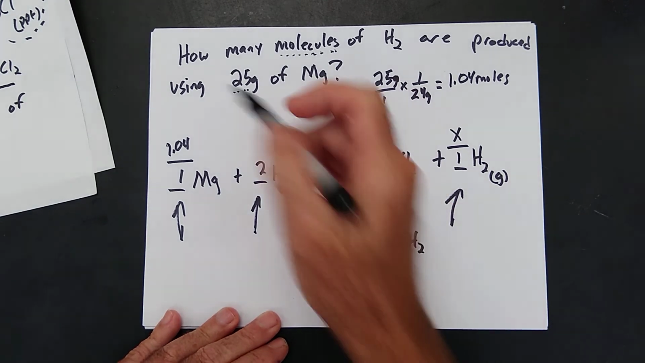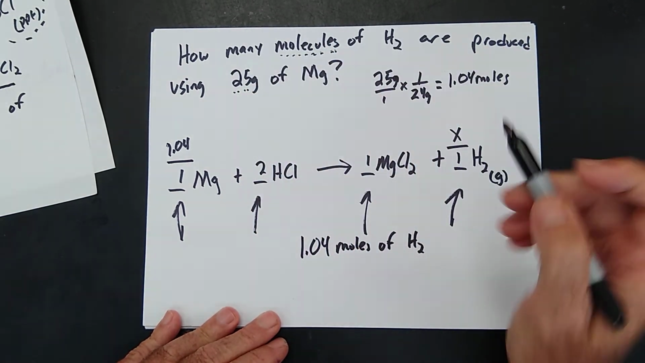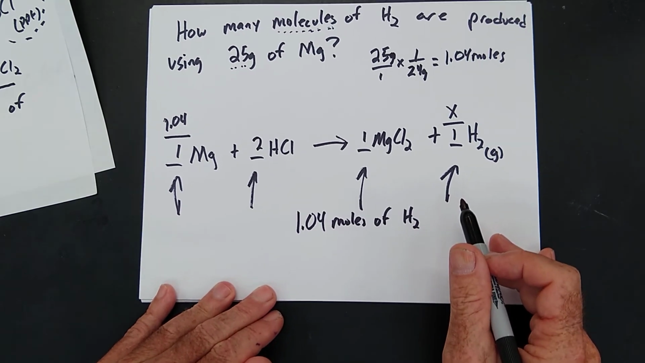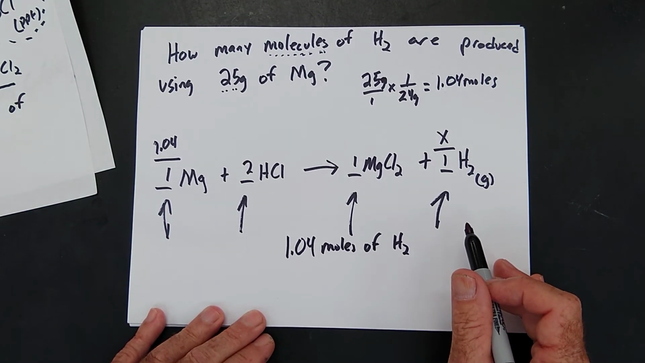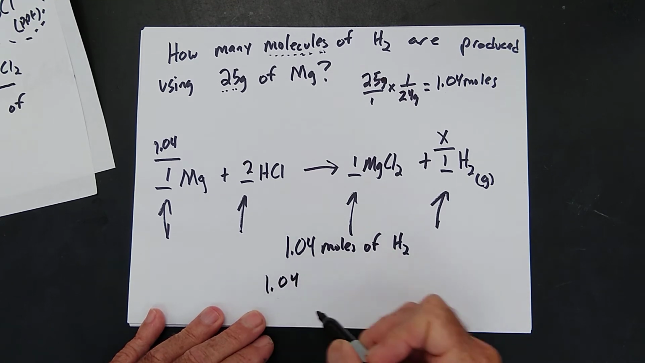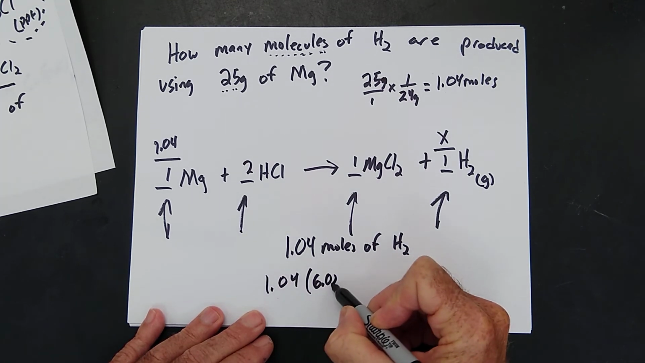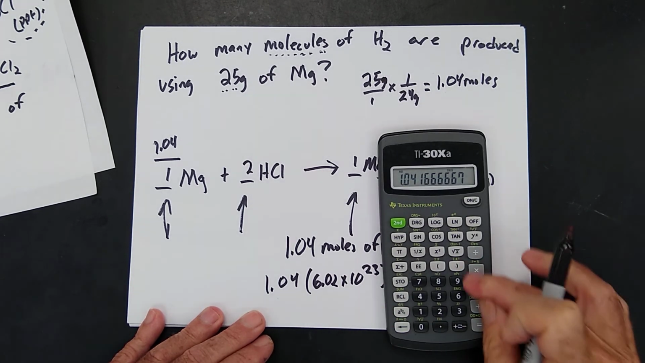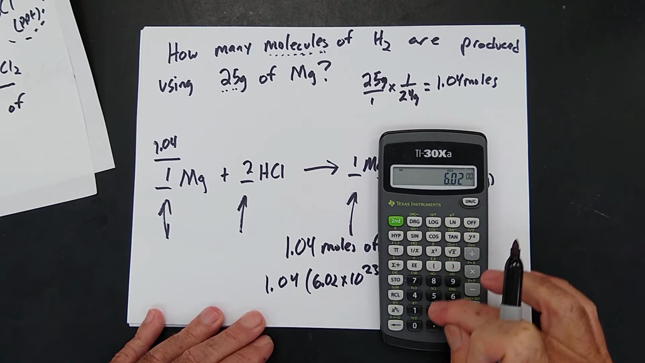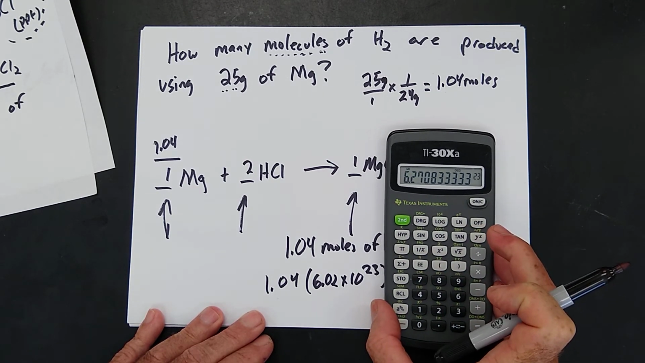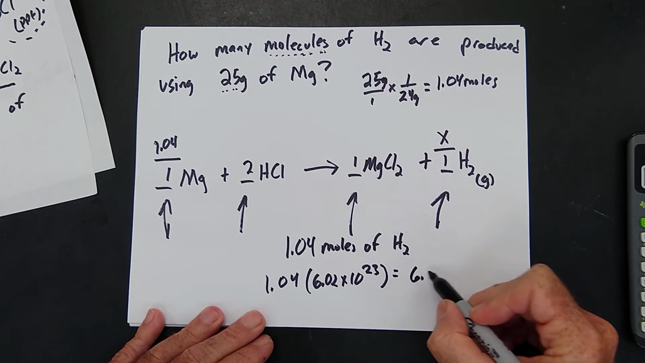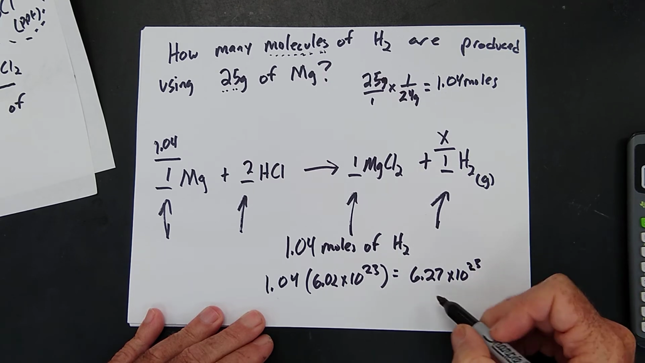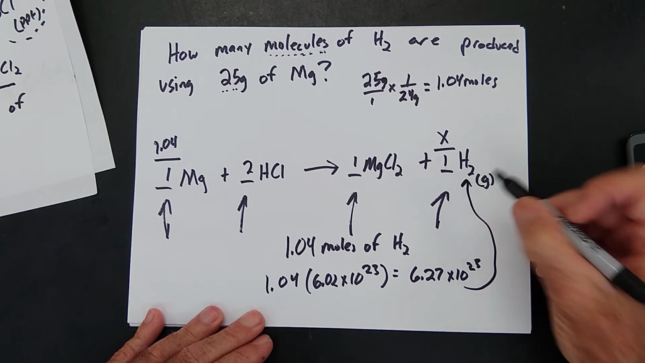But the question says, how many molecules of H2? How are we going to convert 1.04 moles to molecules? How are we going to do that? We're going to say 1.04 times 6.02 times 10 to the 23rd. It's that simple. Times 6.02 EE23 equals 6.27 times 10 to the 23rd. That's how many molecules you're going to have of H2.